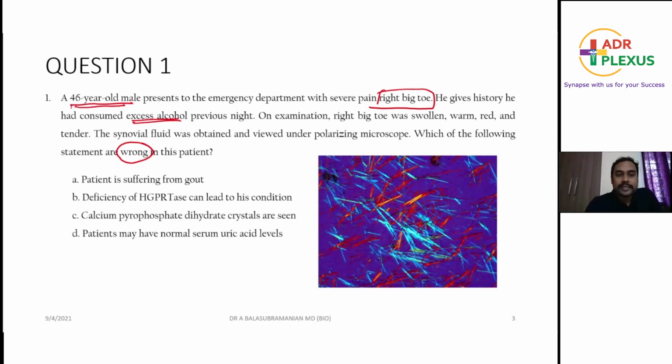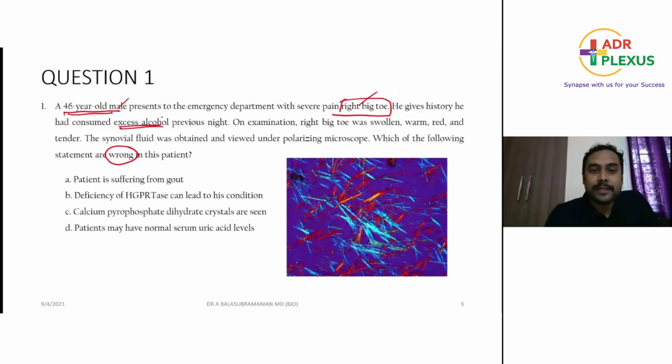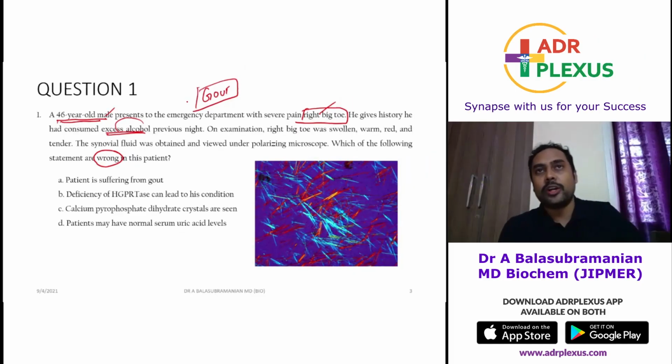A 46-year-old male, pain in the right big toe, excess alcohol: all points to only one thing, it's nothing but gout. So the first option is correct. We all know how gout presents, how gouty arthritis presents.